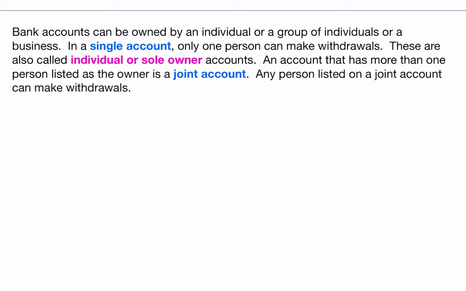Now, an account that has more than one person listed is called a joint account. That was a term that I just used maybe a minute or two ago. When two individuals have access to an account and they both jointly own the account, it is considered a joint account. And either one of those individuals can make withdrawals from that account as well.